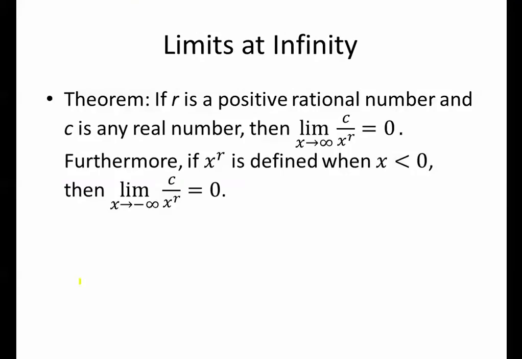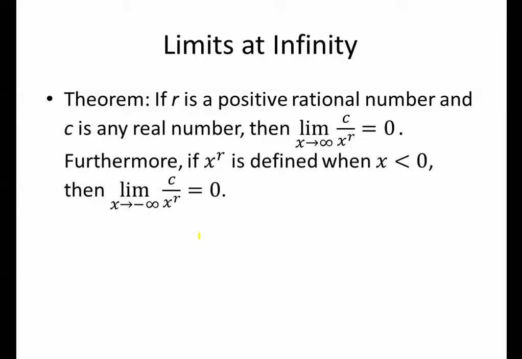If r is a positive rational number and c is any real number, then the limit as x approaches infinity of c divided by x to the r equals 0. Furthermore, if x to the r is defined when x is less than 0, then the limit as x approaches negative infinity of c over x to the r is also 0.